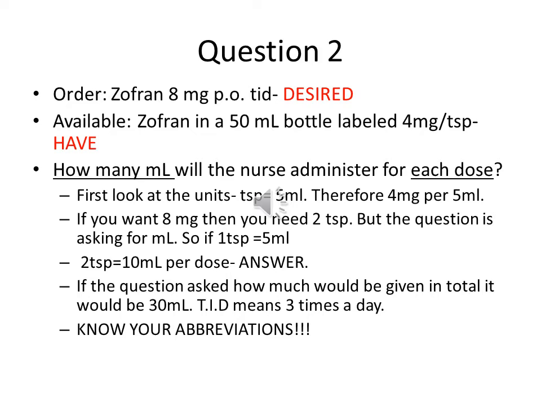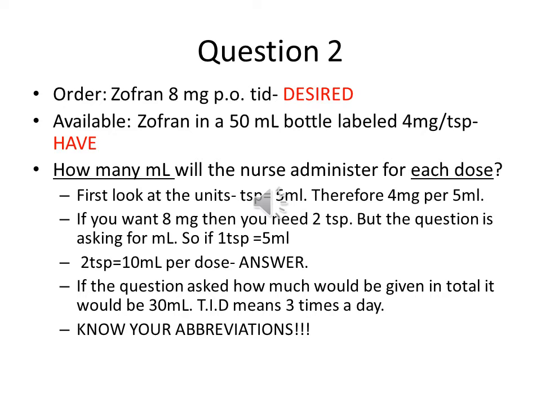So if you have available Zofran in a 50 milliliter bottle and it's labeled 4 milligrams per teaspoon, then this is the amount that is available, okay? Don't get tripped up by the numbers, because you may look at 50 milliliters and think that is part of the information that helps you answer the question, and it actually isn't. This is what is called a distractor, okay? What you need to focus on is the 4 milligrams per teaspoon.